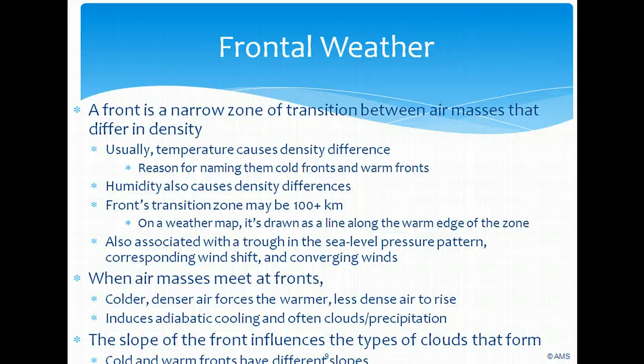And we know a front is nothing more than a narrow zone of transition between air masses. That difference in density is usually because of temperature. When air masses meet at fronts, generally colder, denser air forces the warmer, less dense air to rise. This, of course, induces adiabatic cooling and often brings about clouds and precipitation. The slope of the front influences the type of clouds that form.